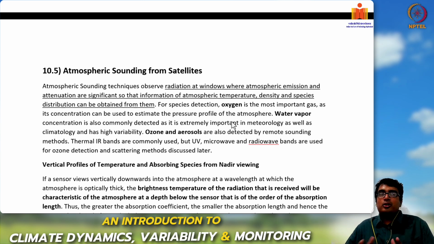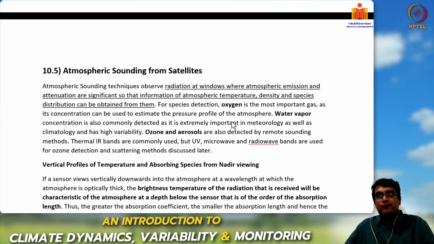an extremely important meteorological and climatological parameter, both for precipitation and humidity as well as climate, governing the thermal radiation of the climate. So that is the next most important species. Then you have ozone and aerosols, which are also detected by remote sounding methods. So firstly, temperature is measured, density is measured. Among species distribution, oxygen is measured as a proxy for pressure, water vapor is measured for its importance in meteorology and climatology, and ozone and aerosols are measured next.